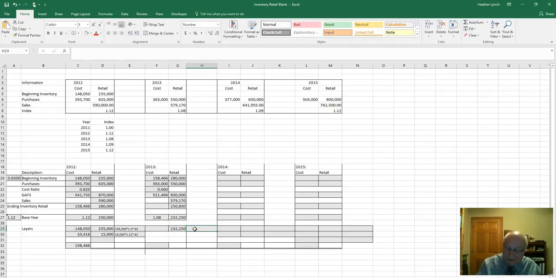Now to get this number, we would take 232,250 times 1.0 times 0.63. So we have equal the 232,250 times 1.0, that's our base index, times the 0.63 is our beginning. And we get 146,318, which is also a number down here because there's nothing to add to it, which is then our ending inventory, 146,318. And that's also the number that we would put as our beginning inventory over here, along with the 250, 830.